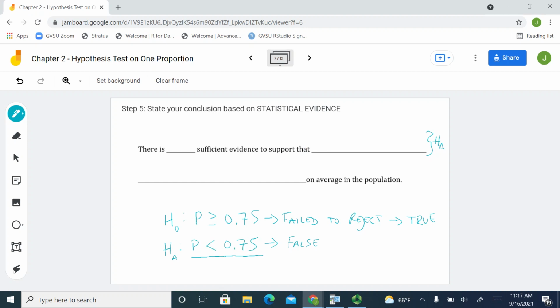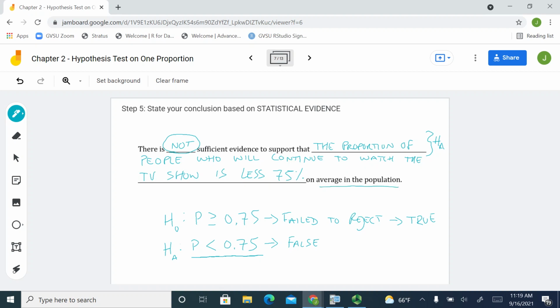So we're going to go ahead and write that in words up here, that the proportion of people who will continue to watch the TV show is less than 75%. So I'm going to convert that from a decimal back to a percentage at this point. Now the only other thing that we have to do is fill in this blank right here. You're either going to leave it empty or you're going to put the word not in there. So if H sub A is false, that means there's not evidence to support this. So we're going to say there is not sufficient evidence to support that the population proportion of people who will continue to watch the TV show is less than 75% on average in the population.